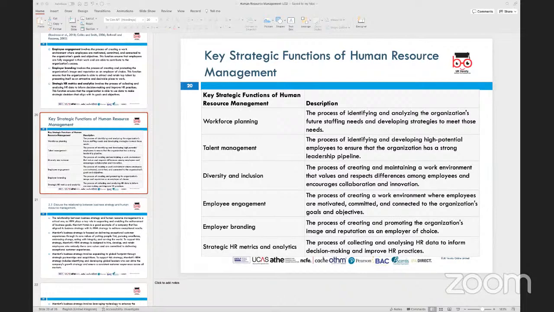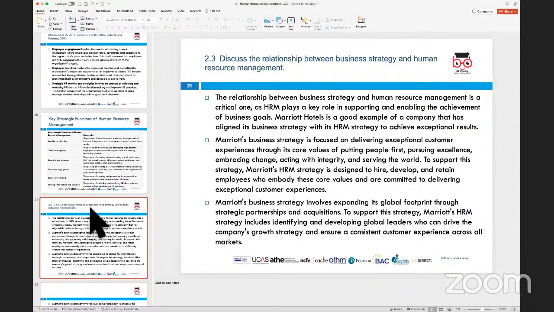Okay, so what we need to look at now is the third assessment criteria, which primarily looks at discussing the relationship between the strategic and the operational side of things, which we normally do on a day-to-day basis within the HR department. To discuss this relationship, I've taken the example of Marriott.